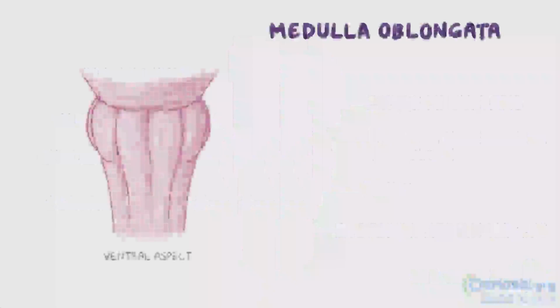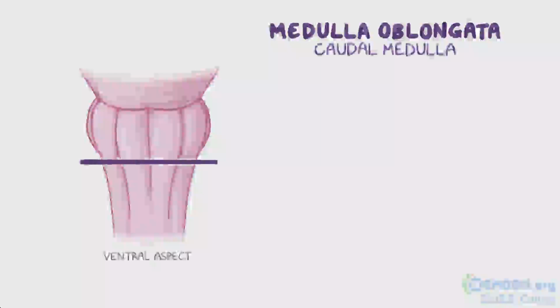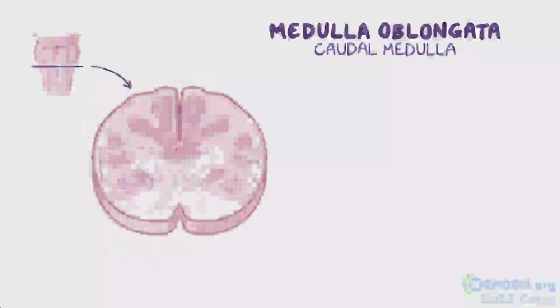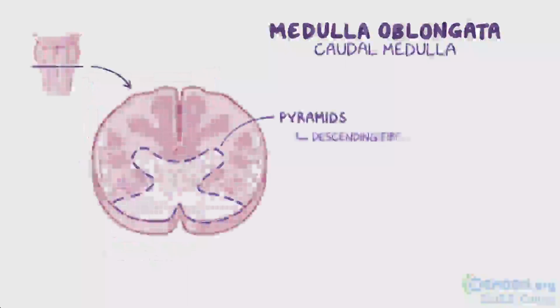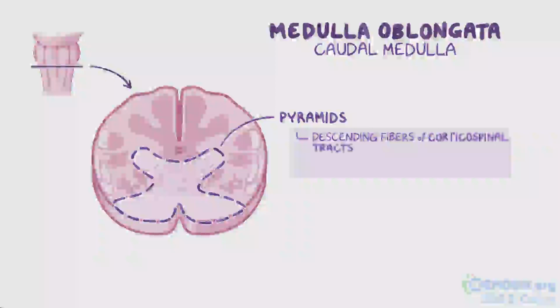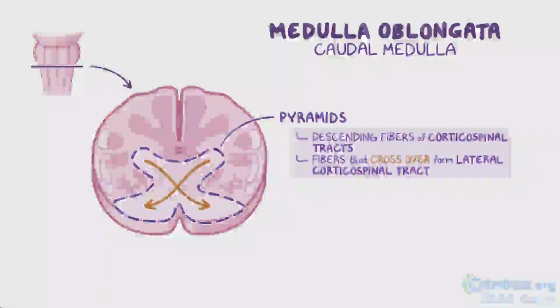Okay, now let's look at the internal structures of the medulla oblongata. And the easiest way to do this is by making a few transverse sections, starting with the first one at the level of the caudal medulla. On the ventral aspect, there are two pyramids which contain descending fibers of the corticospinal tracts. The majority of these fibers cross over to the opposite side at the pyramidal decussation and form the lateral corticospinal tract as the fibers enter the spinal cord.